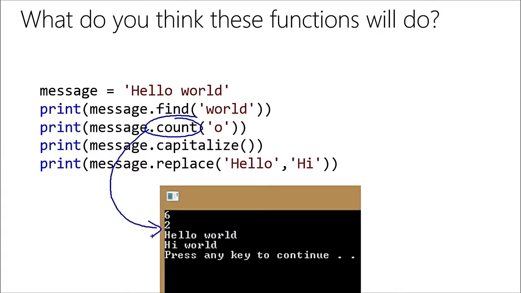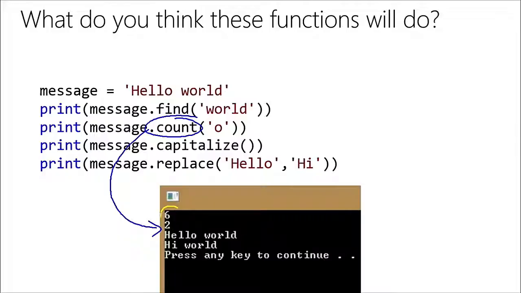Okay. Now, the one that's maybe a little bit different than what you would expect is find. Now, find, of course, is going to find something. But the question then becomes, well, what's it going to return? How is it going to tell me if it found the word world inside that string? Exactly. So let's reverse engineer here.